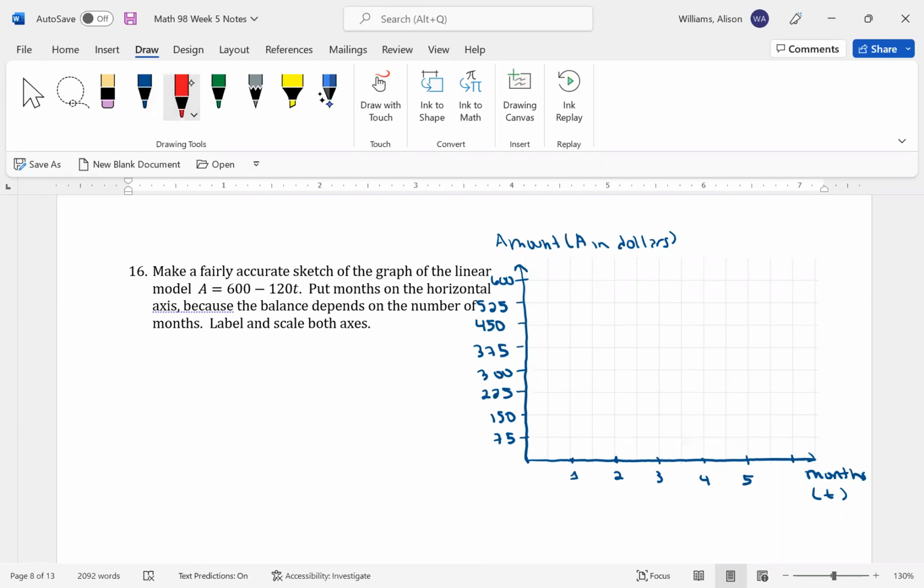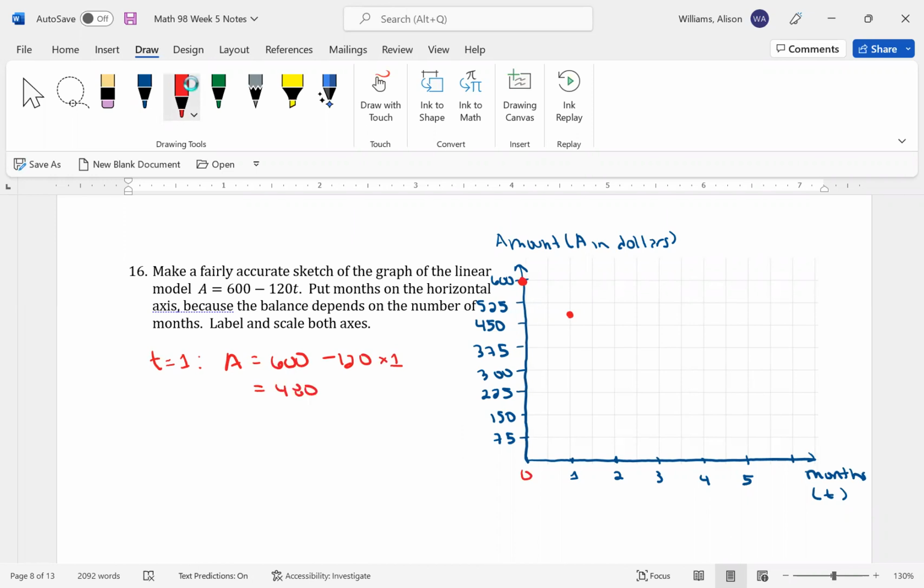So at month 0, which starts right here, that axis, we're at $600. And when we subtract 120, we get to 480 in month 1. So I literally calculated that this comes out to 480, which is going to be close to the middle here. So I plugged in t equals 1, and I got 600 minus 120 times 1, which came out to 480.